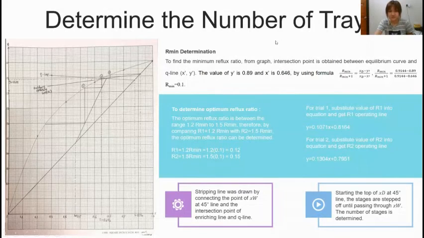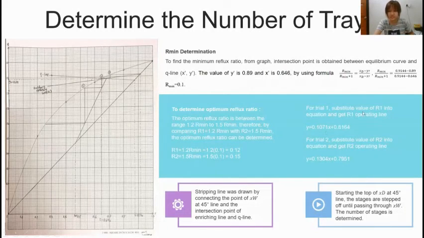After that, to find the minimum reflux ratio, from the graph, the intersection point is obtained between the equilibrium curve and the q line. By substituting these two values into the formula, we get that R min equals 0.1. After that, we need to determine the optimal reflux ratio. According to the literature, the optimal reflux ratio is in the range of 1.2 R min to 1.5 R min. Therefore, by comparing R1 equals 1.2 R min with R2 equals 1.5 R min, the optimal reflux ratio can be determined. We just need to substitute the R min value into the R1 and R2 equations. We get that R1 equals 0.12 and R2 equals 0.15.